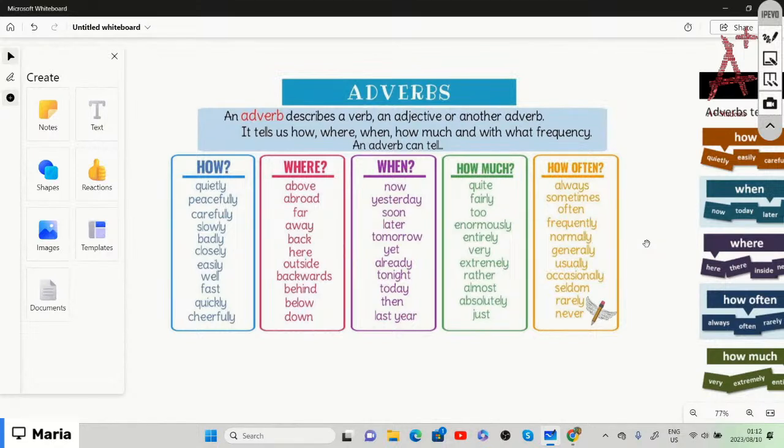And once again, an adverb describes a verb, an adverb, or it can describe an adjective, right? And it tells us how, when, or where, right? It can also tell us how much, and it also can tell us to what frequency, right? But the most important ones, the ones that we mainly use, are adverbs that tell us how, where, and when, right?